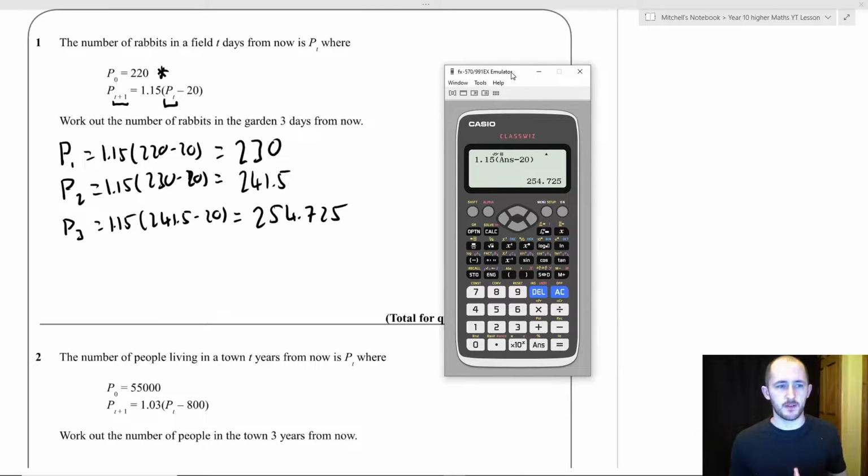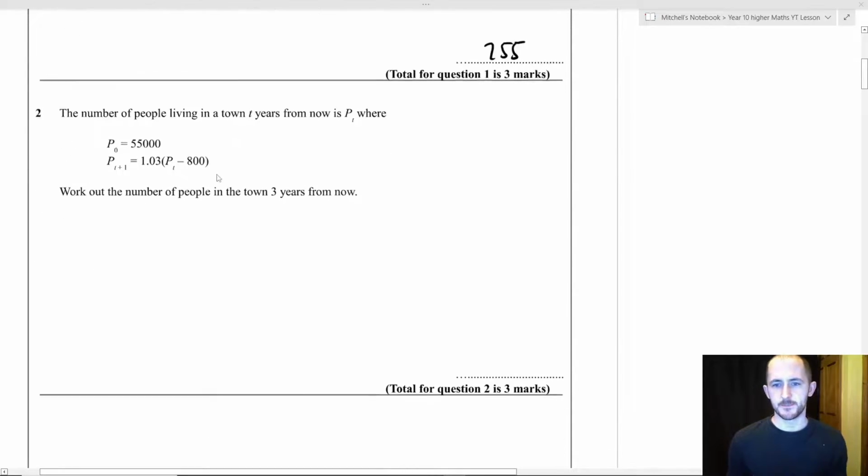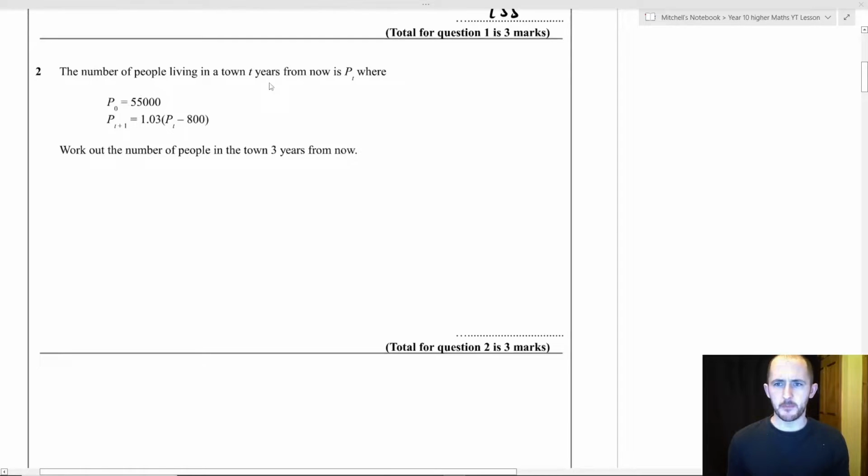And again, I know some of you have learned this. So we're going to go through some more of the questions, see if we can get a bit more tricky ones. And then we're going to go through the exam technique. And obviously you can also ask me any questions that you may have. So let's get started. So again, number of people living in the town is this. Work out the number of people 3 years from now.